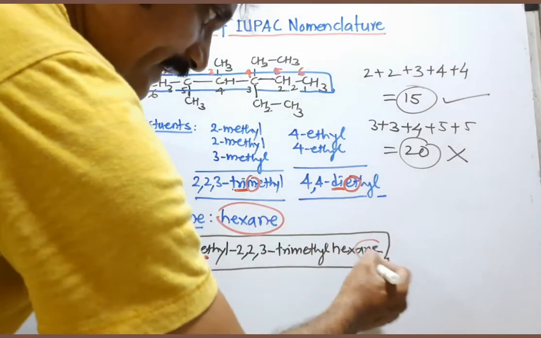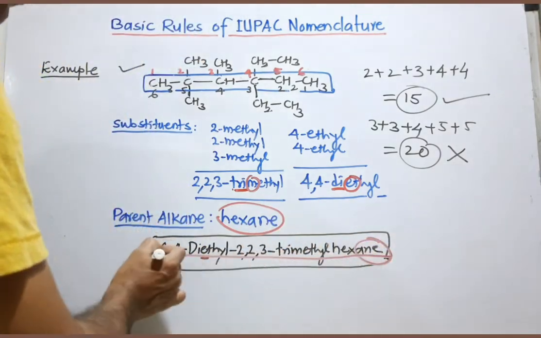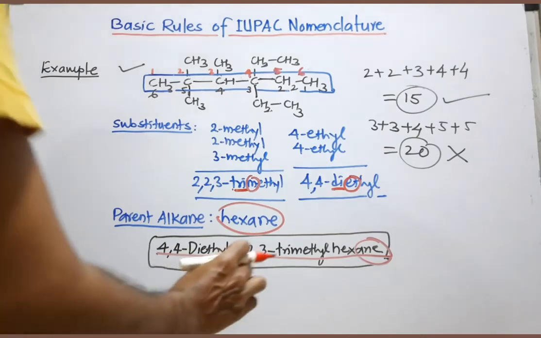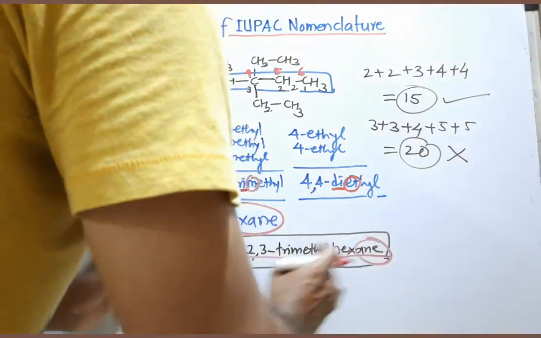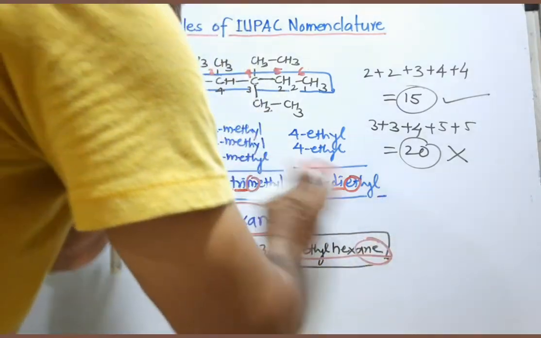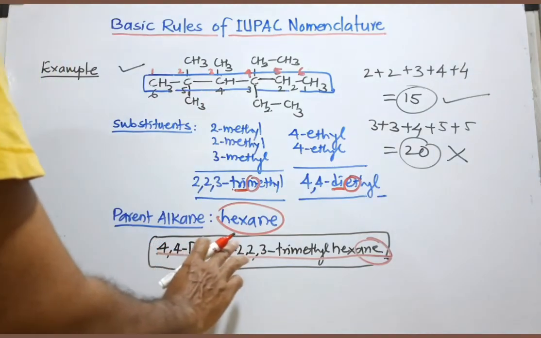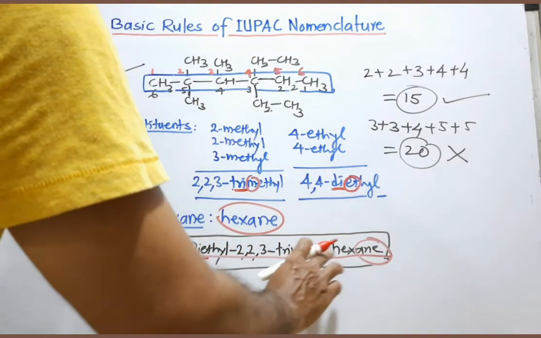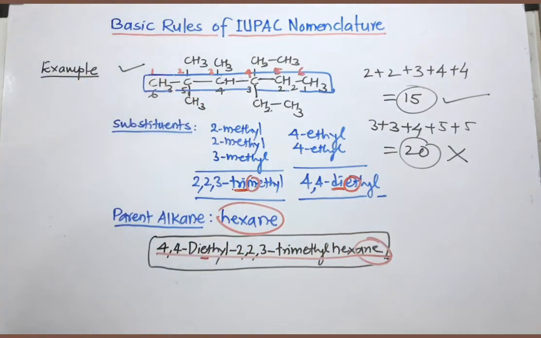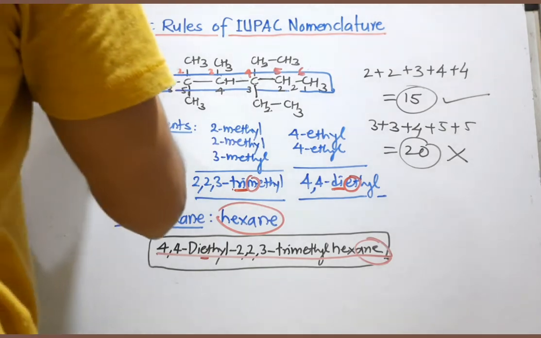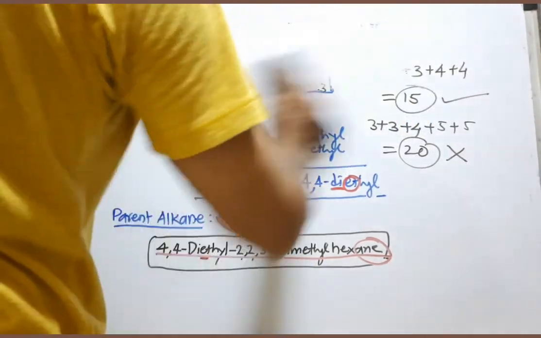Here the suffix is ane. So this is hexane. Don't put any gap, so this should be a single name. So this is 4,4-diethyl-2,2,3-trimethylhexane. This is the name of this compound. In this way you can use our basic rules for the nomenclature of different organic compounds with little changes. Thank you.